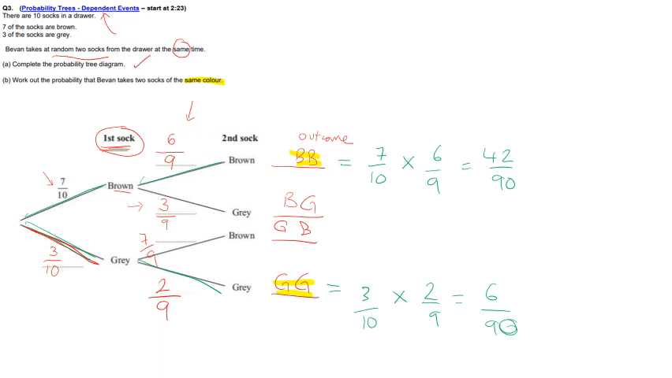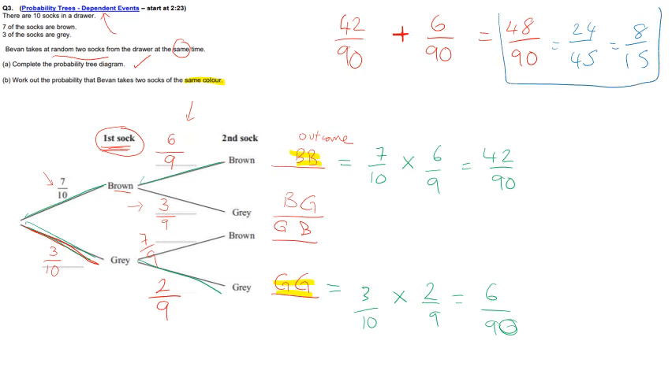So the last thing I've got to do once I've done those things is we've worked out she can either pick 2 brown socks, which was 42 out of 90, or, so plus, she can pick 2 grey socks, which is 6 out of 90. Same denominators, so we just keep the denominator the same, add the tops, 48 over 90. Brilliant. You could have simplified that to 24 over 45, or even more, down to 8 over 15. Either of these 3 answers are correct.